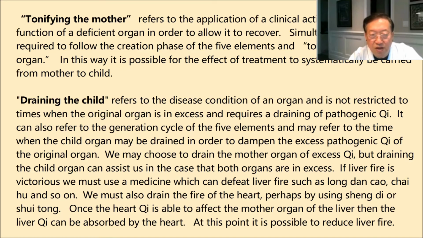If liver fire is victorious, we must use a medicine which can defeat liver fire, such as long dan cao, chai hu, and so on. We must also drain the fire of the heart, perhaps by using sheng di or shui tong. Once the heart qi is able to affect the mother organ of the liver, then the liver qi can be absorbed by the heart. At this point, it's possible to reduce liver fire.